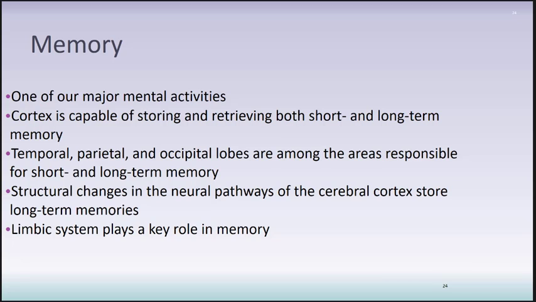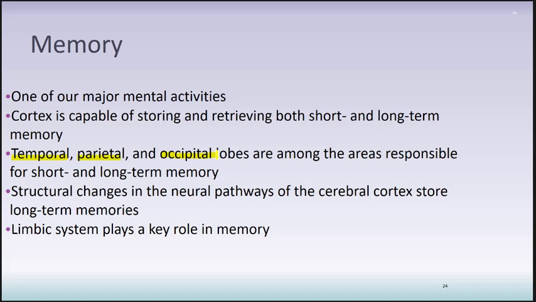And on our final slide, we'll discuss memory. Memory is considered to be a major mental activity. Our cerebral cortex is capable of storing and retrieving both short and long-term memories. Short-term memories involve the storage of info over really just a few seconds or maybe a few minutes, but our short-term memory can be consolidated by the brain and then stored as long-term memories. These long-term memories could be retrieved possibly days or even months or years later. Short and long-term memories are functions of many different parts of the cerebral cortex, but in particular, the temporal, parietal, and occipital lobes have areas that are responsible for short and long-term memory.